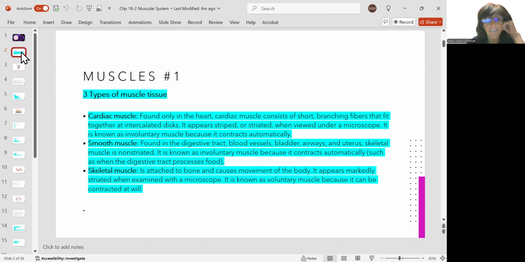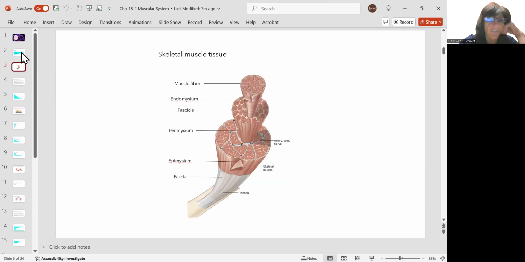And then last but not least, you have skeletal muscle. That's attached to bones, and that's how we can move. It's very striated. When you look at it under a microscope, it's got really significant stripes on it. And it's voluntary because it's not going to move unless we make it move. Okay? So, three types of muscle tissue.